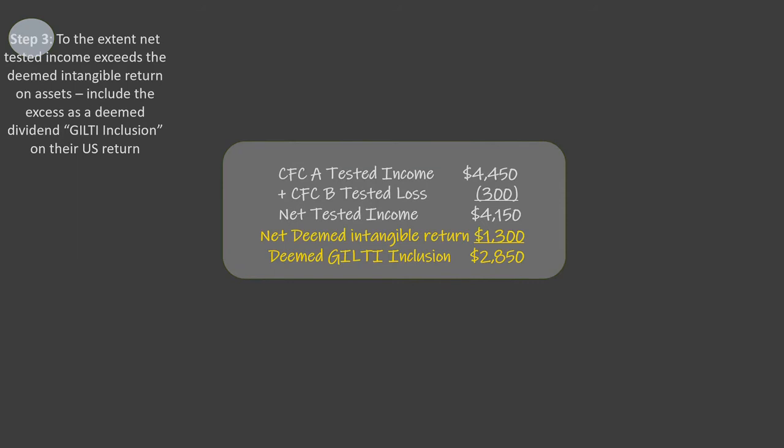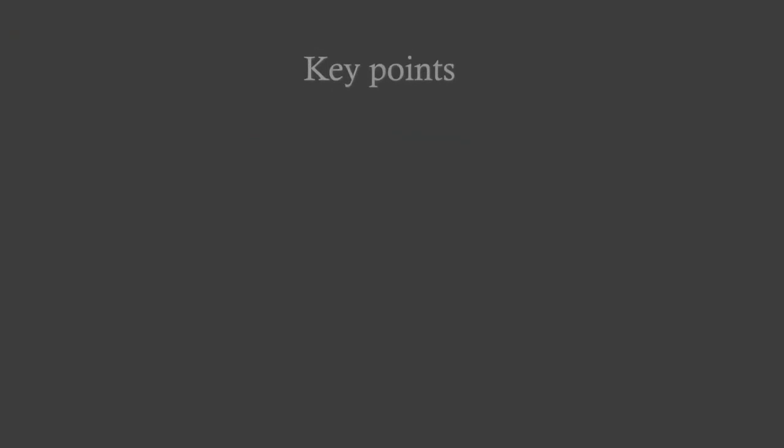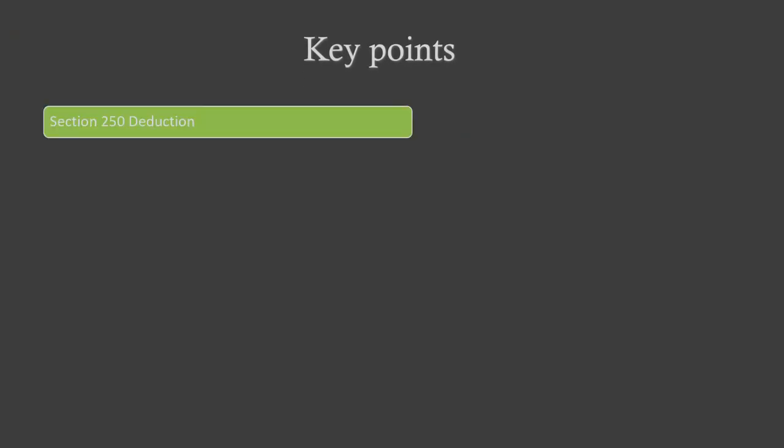Once we have our deemed intangible inclusion, we're not entirely done because there's a couple of key points that we have to consider in doing this calculation. So the first is the Section 250 deduction. This is another section of the code. It relates to foreign-derived intangible income, but it also relates to GILTI income.